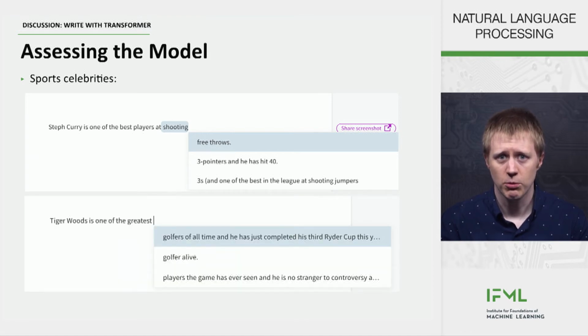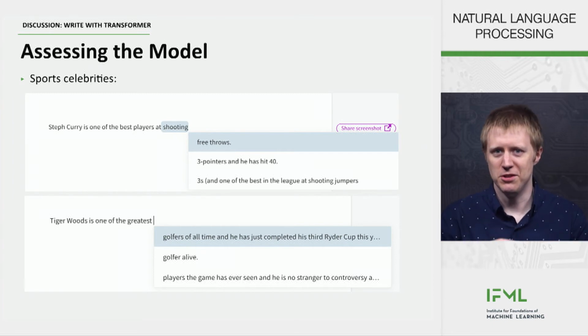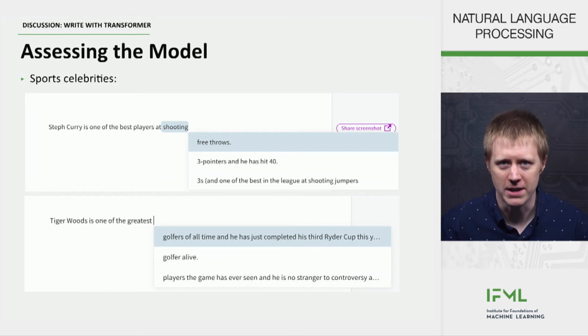"Tiger Woods is one of the greatest golfers," blah, blah, blah. A lot of these contexts talk about golfing and even specific things like the Ryder Cup. Okay, so I think these examples are super cool, and it seems like the model kind of knows a lot of stuff about the world, right?